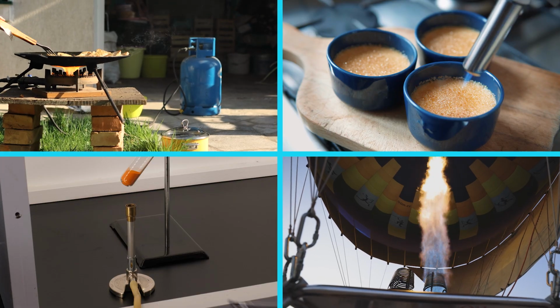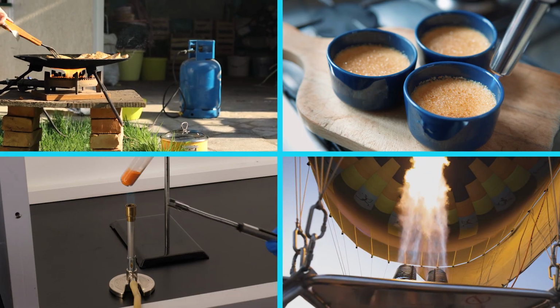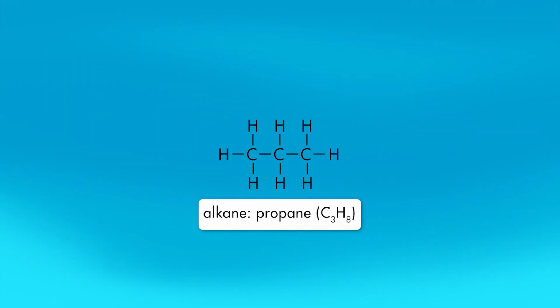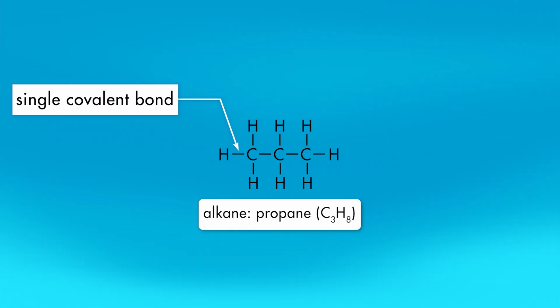Propane, which is a common alkane, is a colorless gas used as a fuel for grills, torches, laboratory burners, and hot air balloons. A molecule of propane has 3 carbon atoms joined with single covalent bonds. 8 hydrogen atoms are bonded to the carbon atoms.